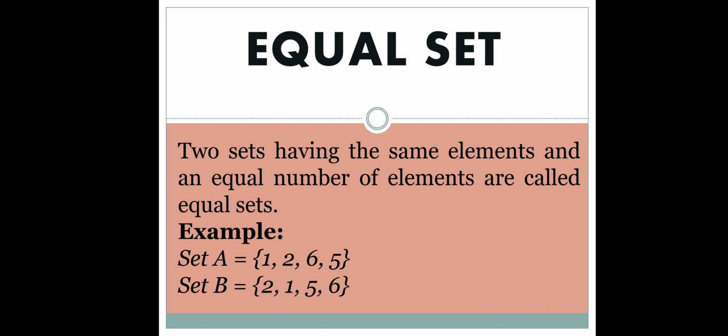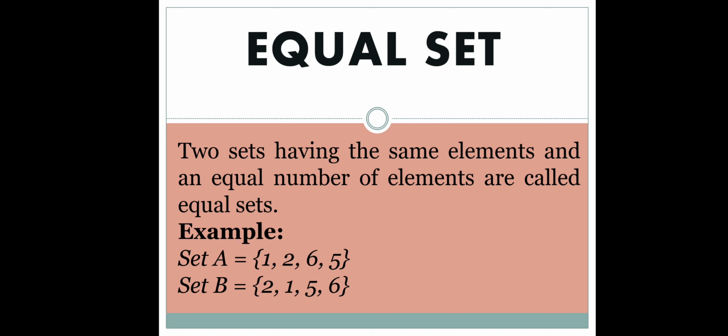The next one is equal set. So already we all know the meaning of the term equal. So if both are equal, it means they are equal. So how it is explained: two sets having the same elements and an equal number of elements are called equal sets. Got it?